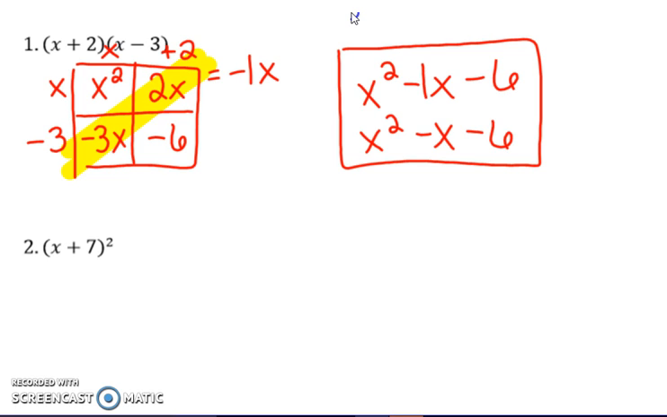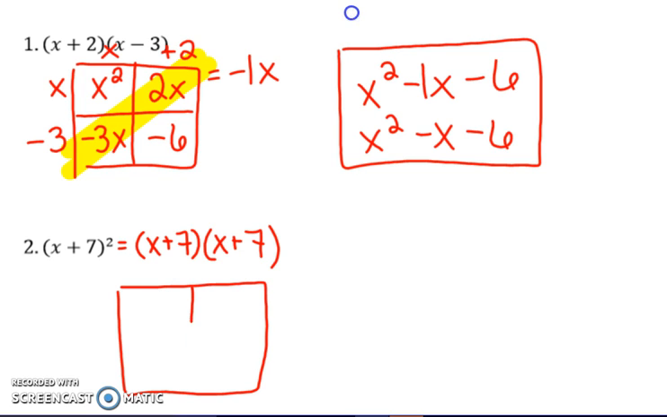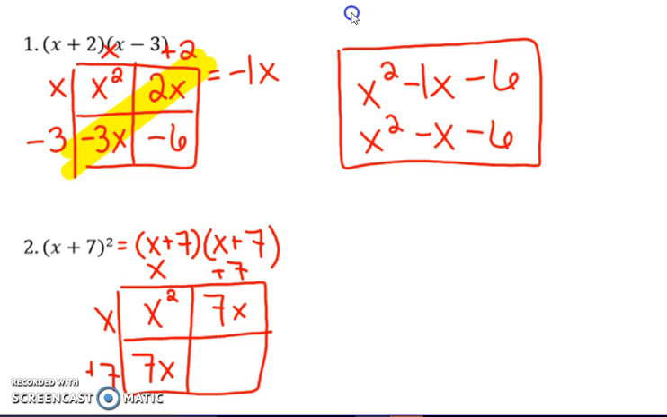If we look at the second one, again, you can still use the table when it's squared like this. That squared just means we have to write it out twice. So x plus 7 and x plus 7. I'm going to make my box, and I'm going to put x and positive 7. X and positive 7. Now we're going to go through, multiply what's on the outside of the boxes. X times x gives you x squared. 7 times x gives you 7x. X times 7 still gives you 7x. And positive 7 times positive 7 makes positive 49.